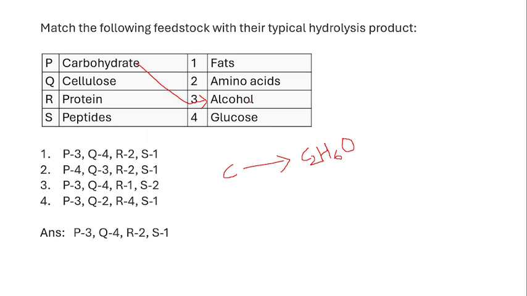So it is an alcohol, and cellulose is again broken down, and it is going to form the simplest structure like glucose. Okay, and then the protein. So protein is composed of amino acids. So once it is hydrolyzed, it is going to release the amino acids. And peptides, once hydrolyzed, are going to release the fat molecules. Okay, so the right answer is P3, Q4, R2, and S1.